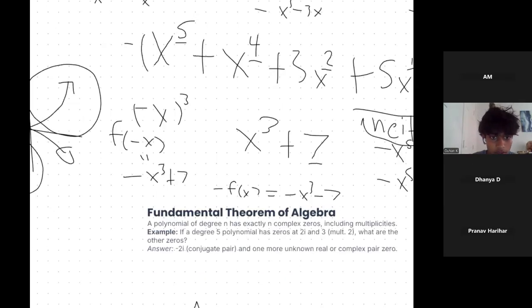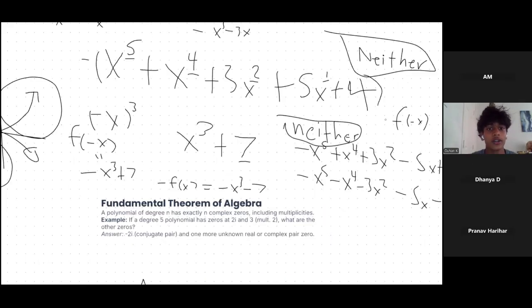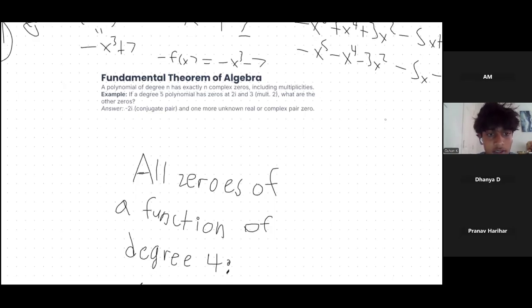Okay, next. Fundamental theorem of algebra. Okay, so this is something key. A polynomial of degree n has exactly n complex zeros, including multiplicities. Example, if a degree 5 polynomial has zeros at 2i and 3, which has a multiplicity of 2, what are the other zeros? So first of all, if it has 3 with multiplicity 2, that's just (x minus 3) squared.